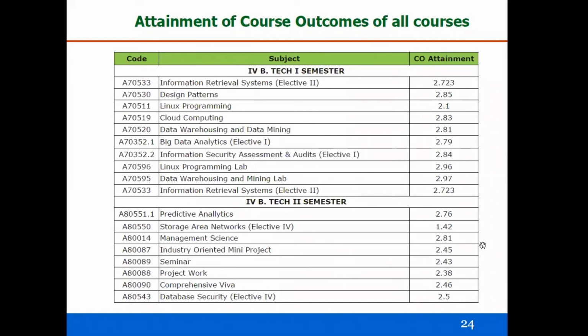So this is the attainment of course outcomes for a particular course, then listing the results of attainment of all the courses of that particular program. Now with these CO values, we can continue with the calculation of program outcomes and program specific outcomes attainment values, which we will discuss in the next session.